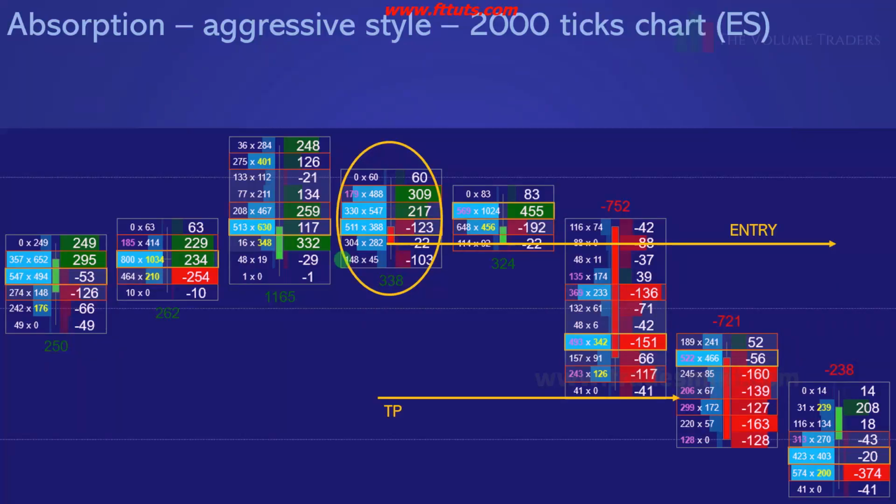There was a small drawdown, 1 point drawdown. Yeah, we can see here 4 ticks, 4 price changes in this candle, and 4 ticks on ES is 1 point. So 1 point dollar drawdown, but then suddenly the TP was hit.